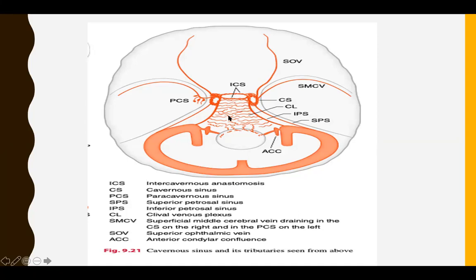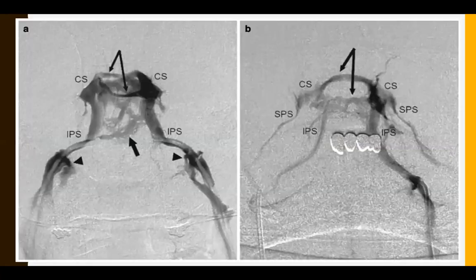We should know the cavernous sinus tributaries. The importance in CCF is that when we are doing CCF treatment with glue, coils or Onyx, we should know the complete anatomy of the cavernous sinus with its drainage pathways. This is a DSA picture showing the cavernous sinuses with the intercavernous junction.